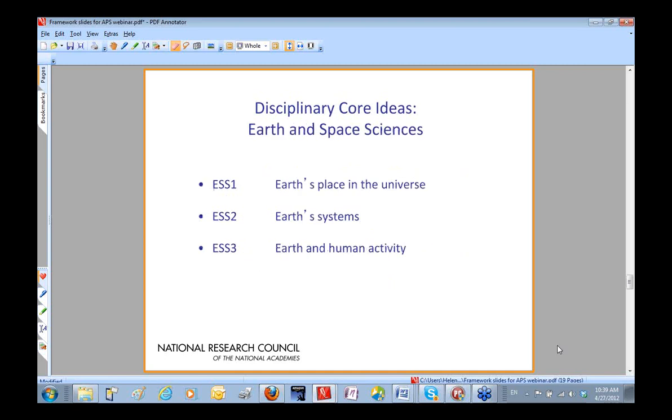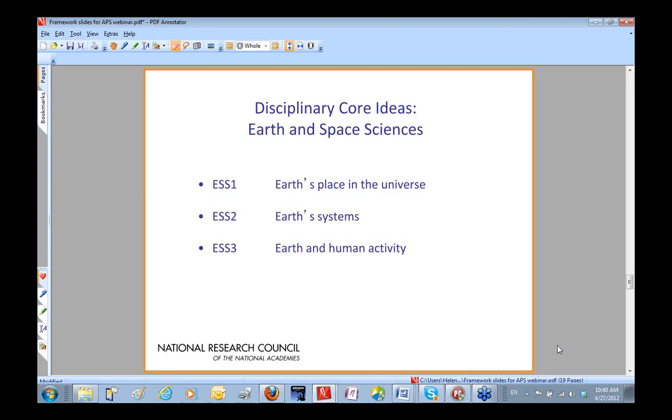Then the earth and space sciences. Obviously the first one is space, the second one is earth, and it's a big one. The third one is, again, relating to the concerns of the students. Earth and human activity includes both the things that are usually taught in elementary school about natural hazards and how the earth affects us, and includes things like human impacts on the earth, on biodiversity, and on climate change. So those things are put in here.